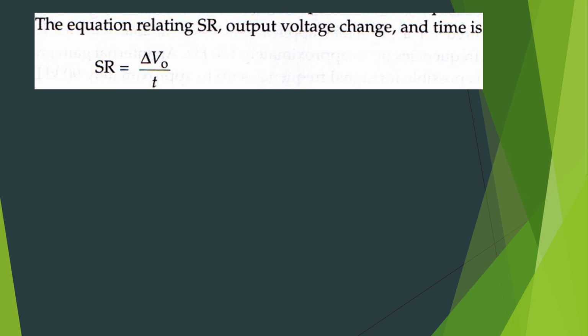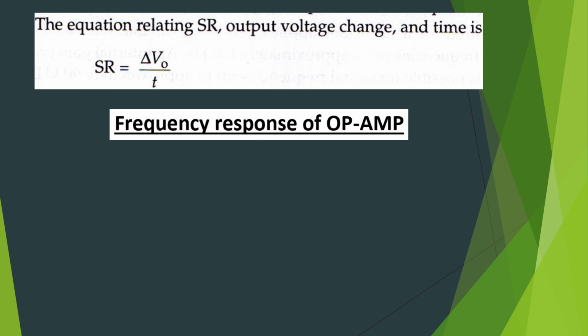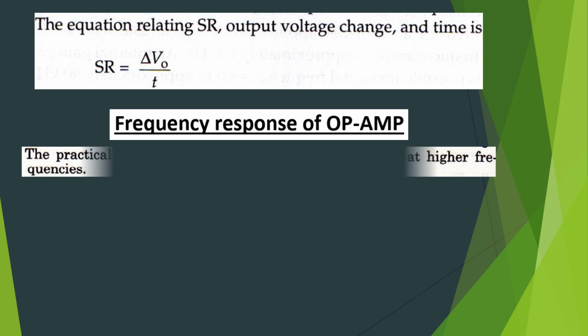The equation relating SR slew rate, output voltage change and time is SR equal to delta V naught divided by T. Next we shall see briefly the frequency response of operational amplifier.